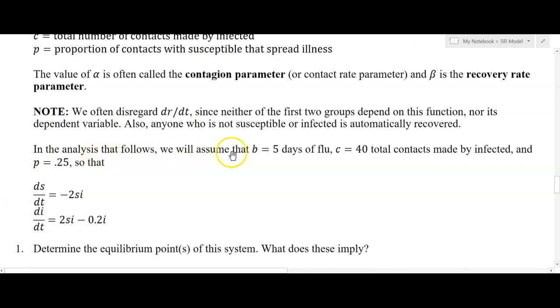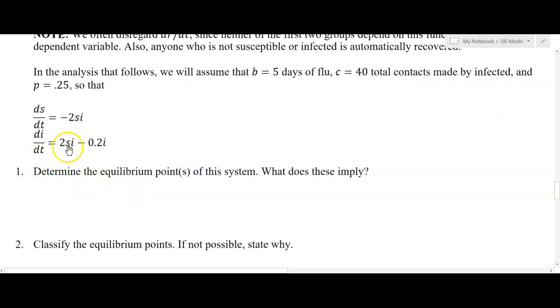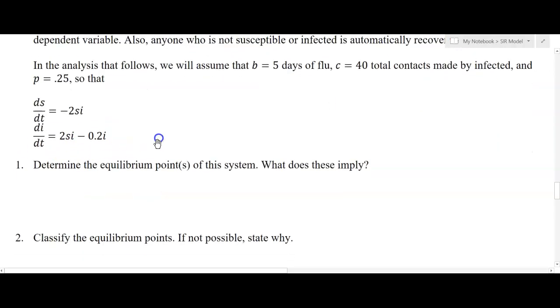So in the analysis that follows, we'll assume that B equals 5 days of flu, C equals 40 total contacts made by infected, and P equals 0.25, so that dS/dt equals negative 2si. The negative 2 comes from 40 divided by 5 is 8, times 0.25 is 2, and this is going to be negative alpha. And this 0.2 is just 1/5, one over 5 days. Okay, good. So there's our model, and let's do an analysis.